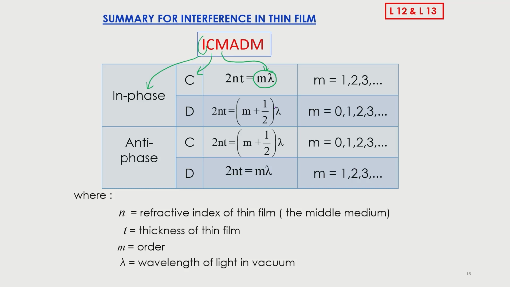What about destructive interference for in phase? It is the opposite equation of constructive interference for in phase, which is 2nt equals (m plus half) lambda. What about A? ADM. A is antiphase, D is destructive, M is m lambda. So destructive interference for antiphase is 2nt equals m lambda. What about constructive interference for antiphase? It is the opposite equation of destructive interference, which is 2nt equals (m plus half) lambda.